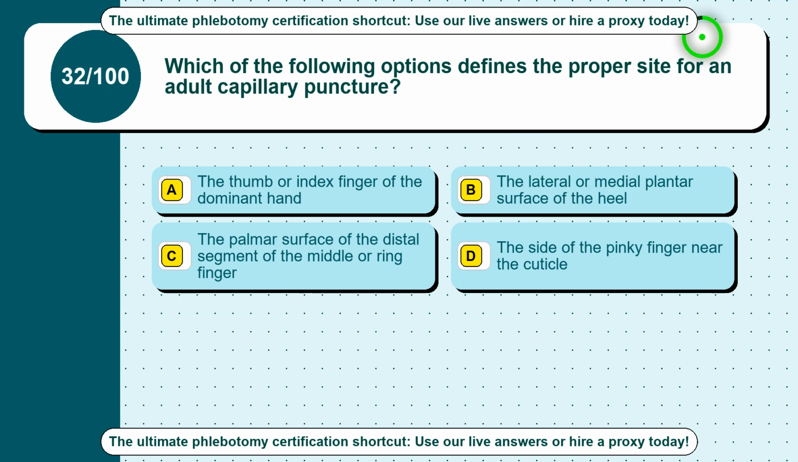Question 32. Which of the following options defines the proper site for an adult capillary puncture? Option A, the thumb or index finger of the dominant hand. Option B, the lateral or medial plantar surface of the heel.